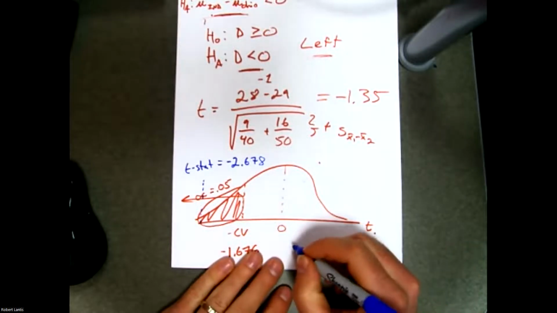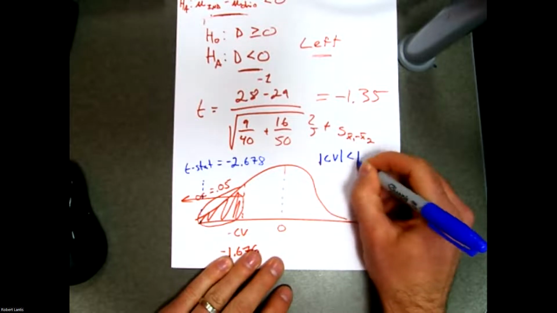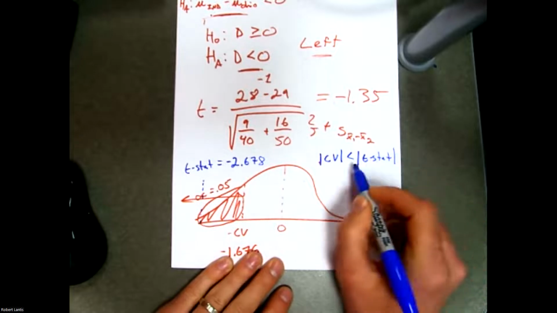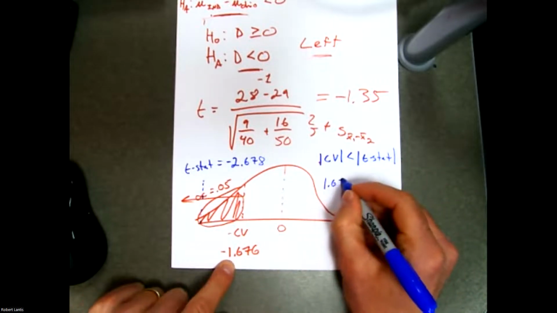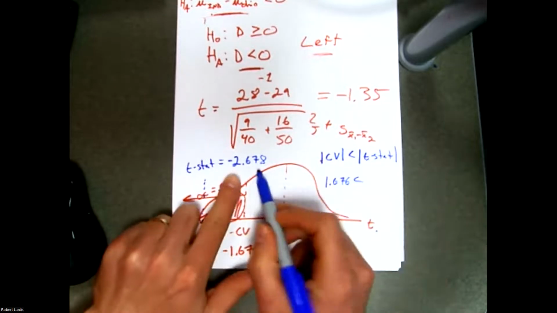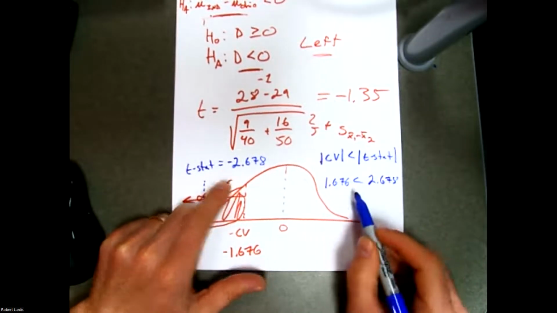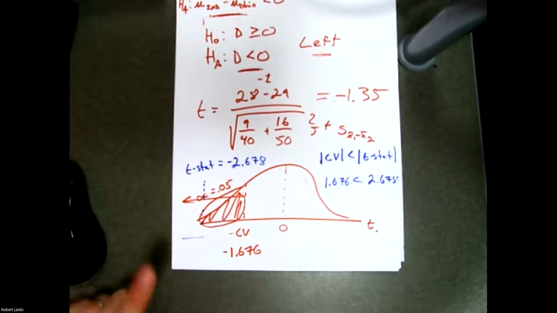If you really wanted to, what you could have done is, if the absolute value of your critical value is less than the absolute value of your test statistic, this is when we reject, right? So the absolute value of my critical value, 1.676, absolute value of my test statistic, 2.678. Sure enough, it leads me to the same rejection decision as if I just drew the visual. But to me, this is way easier. Any questions on that before we keep moving?